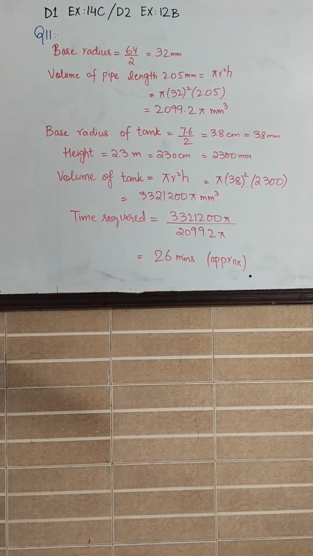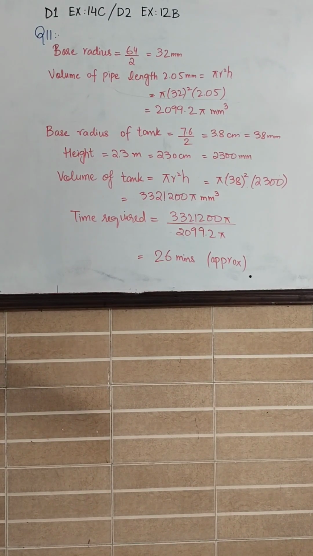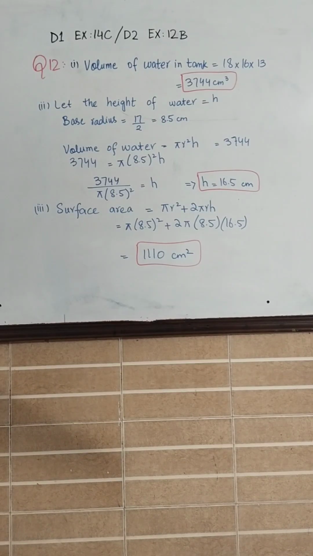Okay. Now let's move towards our question number 12. This is our question number 12. In the statement we are given a rectangular tank of length 18 cm and breadth 16 cm containing water to a depth of 13 cm. It means length, width and height are given. The water is poured into a cylindrical container of diameter 17 cm. Find the volume of water in the tank.